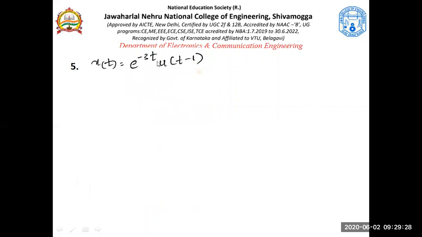That is e power minus 3t into u of t minus 1. Fine. Now, what is the range of u of t minus 1? From where to where does u of t minus 1 go? U of t minus 1 is 1 from 1 to infinity. So it means that e power minus 3t is also ranging from 1 to plus infinity. So when you multiply this signal with u of t minus 1, the range of this also would become 1 to infinity. So that is what we're going to see.